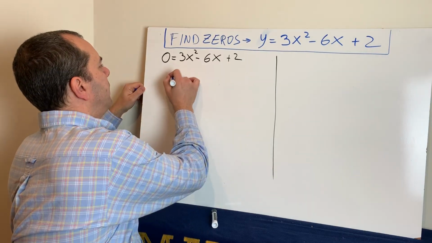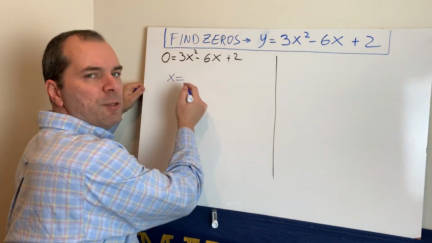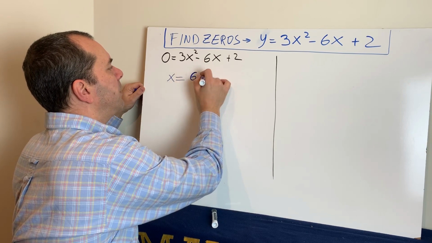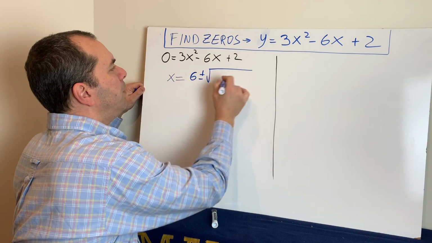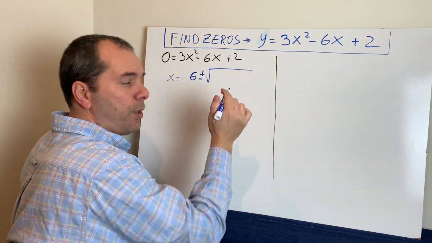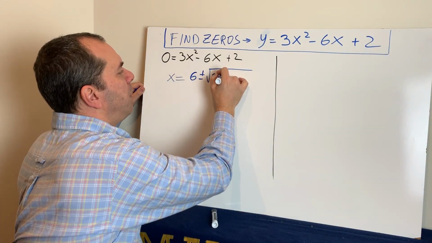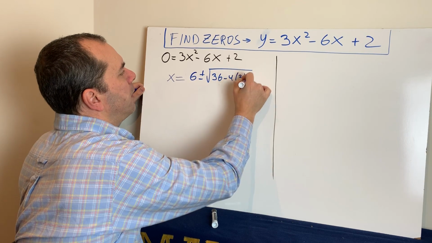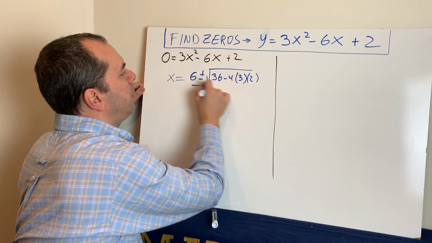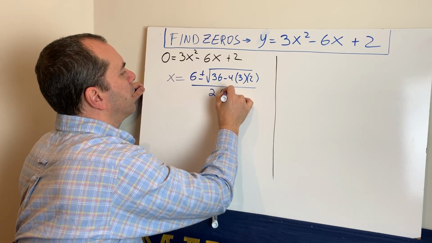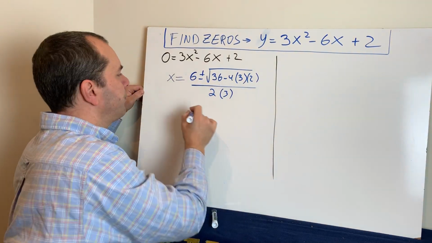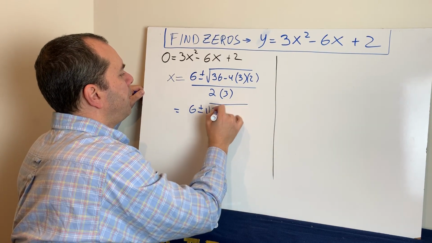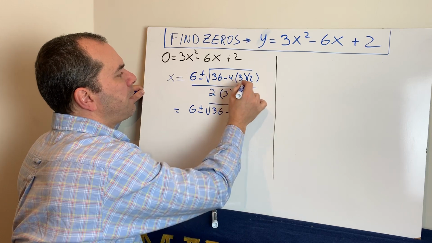Quadratic formula says x equals, not 0 equals, but x equals minus b, so minus 6 gives me positive 6, plus or minus the square root of b squared. Well, minus 6 squared, that's minus 6 times minus 6, is positive 36, minus 4 times a times c. Okay, divided by 2a. And a is 3. Let's work it out. So that's going to be 6 plus or minus the square root of 36 minus 4 times 3 times 2.